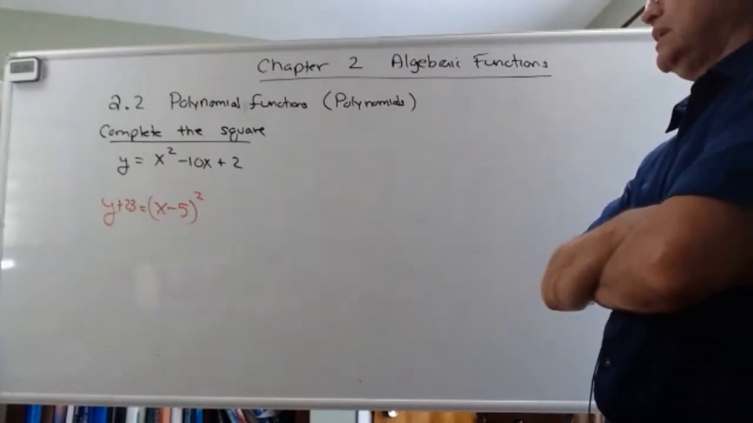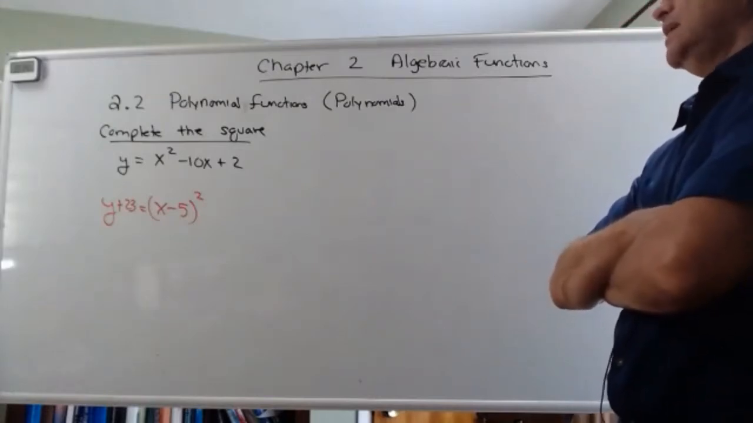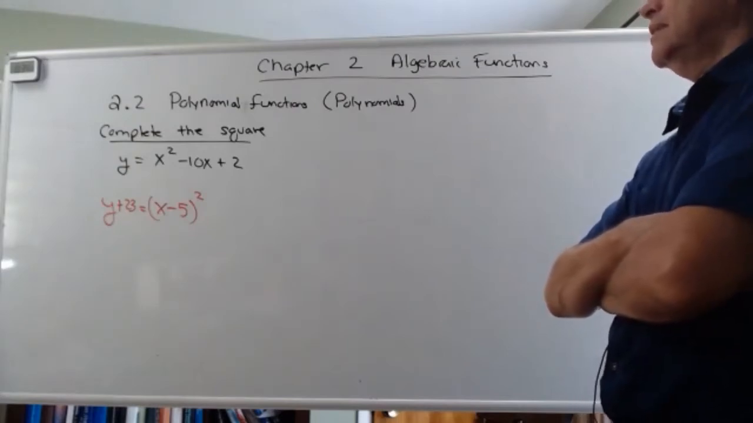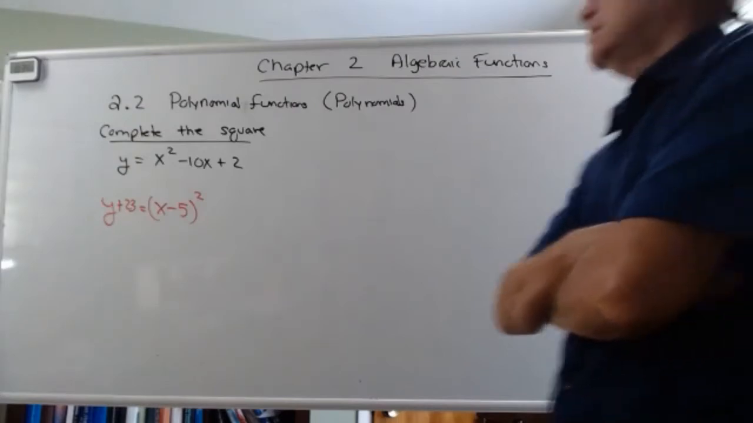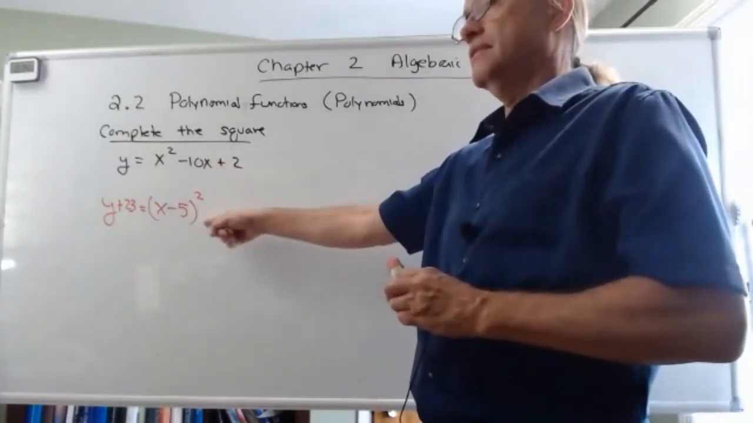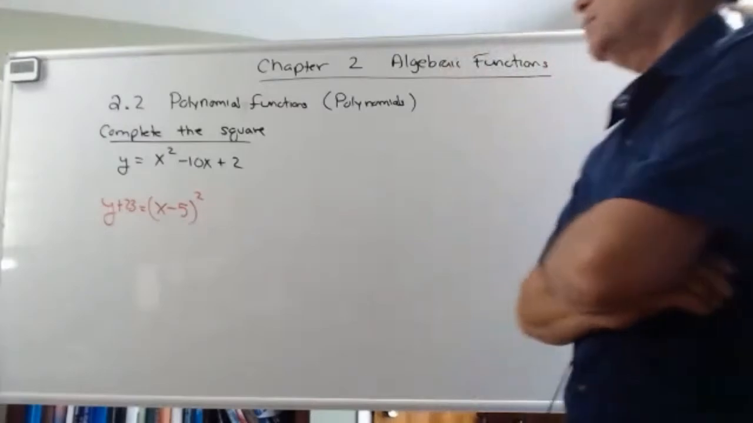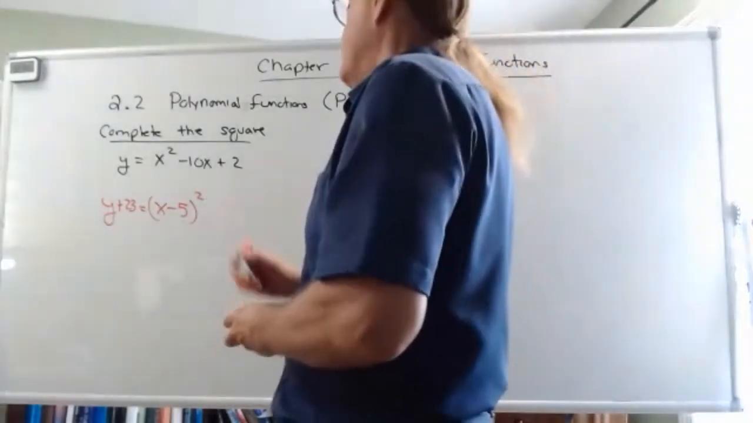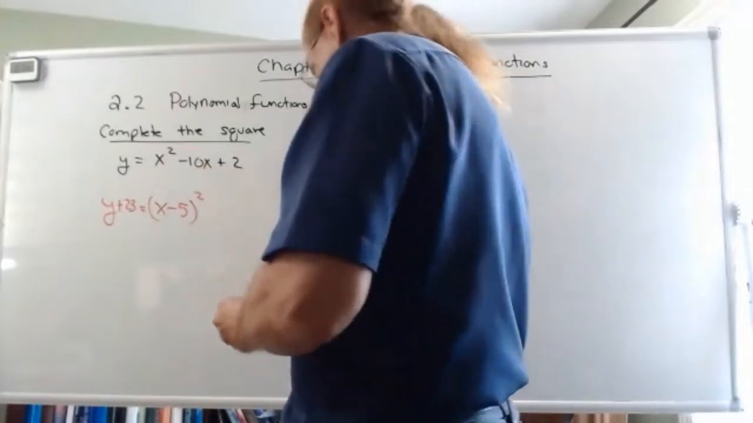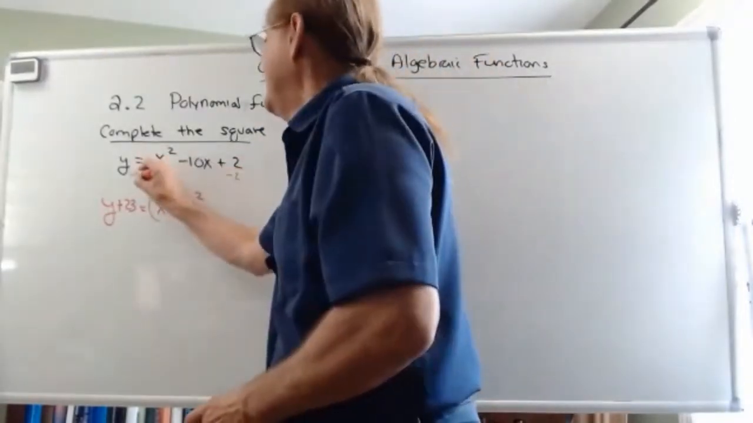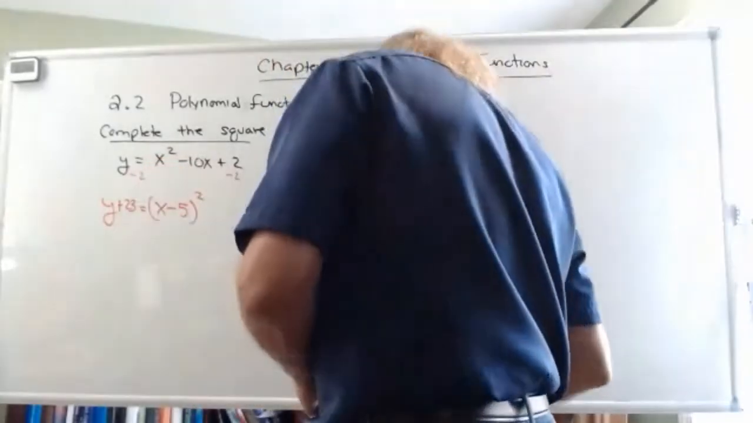y plus 23 is equal to quantity x minus 5 squared. Does anyone want to see how I got from here to here? Anyone want to see that? Okay, so let's do this. First step over here, I'll subtract 2 from both sides. I'm going to subtract this 2 from that side and from that side.